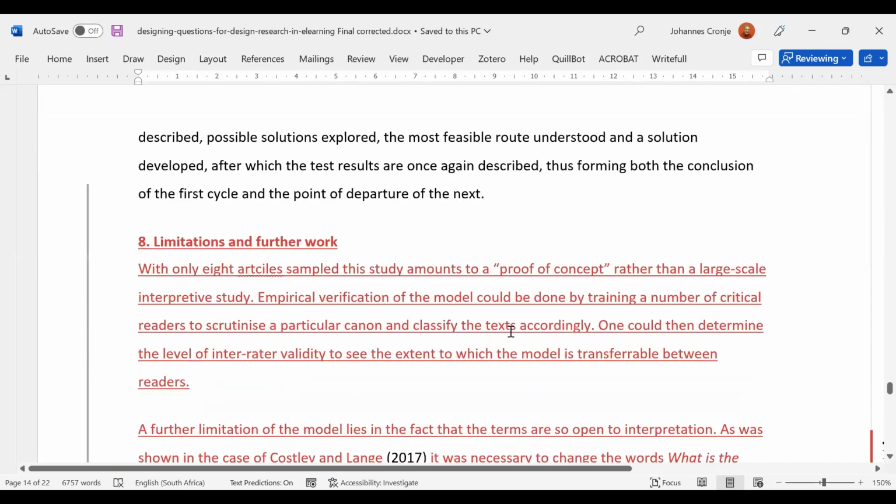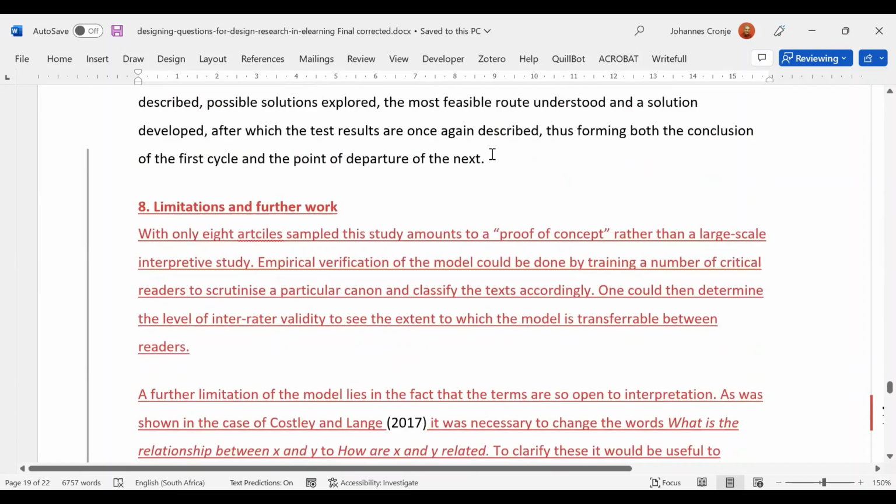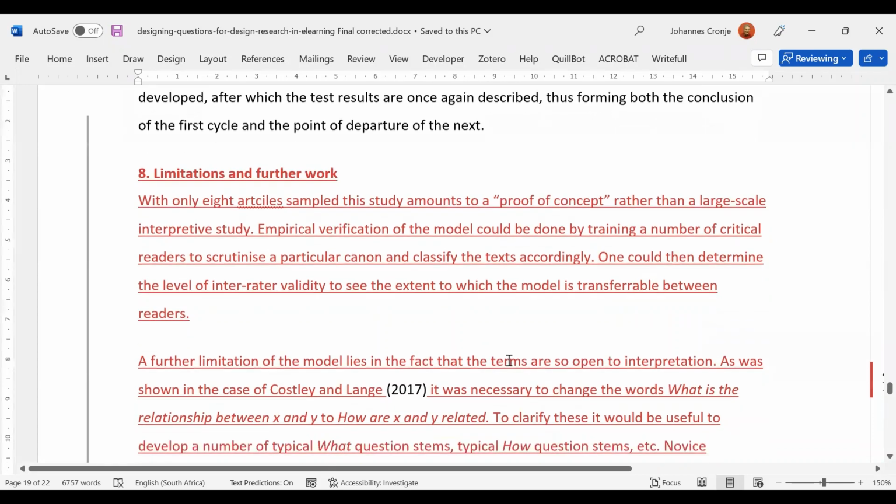And then comes the bit that they wanted me to add, which is limitations and further work. So the first limitation, only 8 articles, and so the article is really just a proof of concept. Empirical verification of the model can be done by training a number of critical readers to scrutinize a particular canon and classify the text accordingly. One could then determine the level of inter-rater validity to see the extent to which the model is transferable between readers.